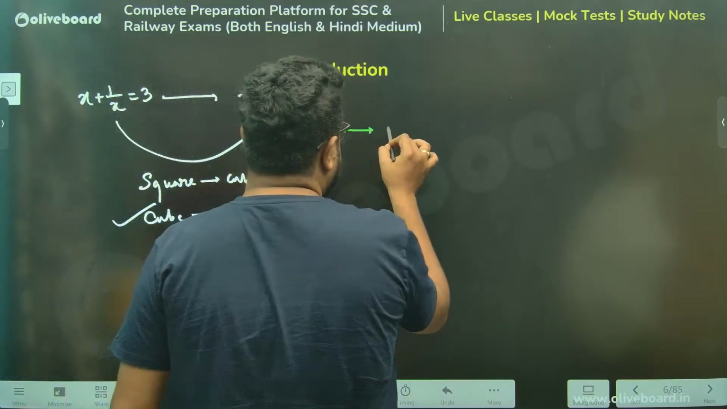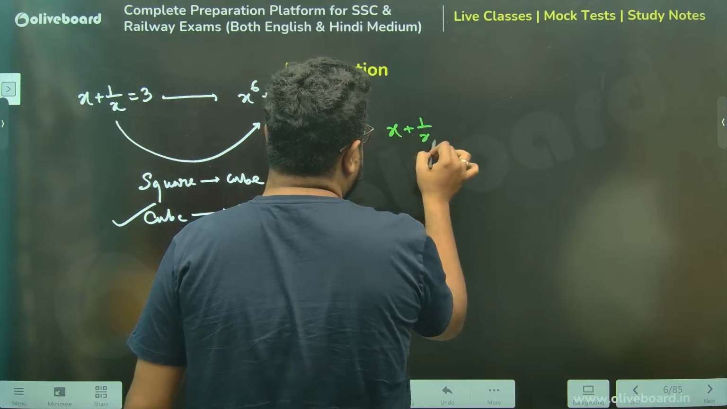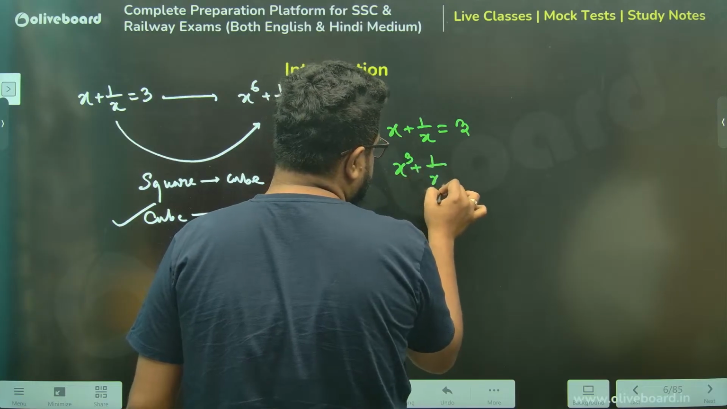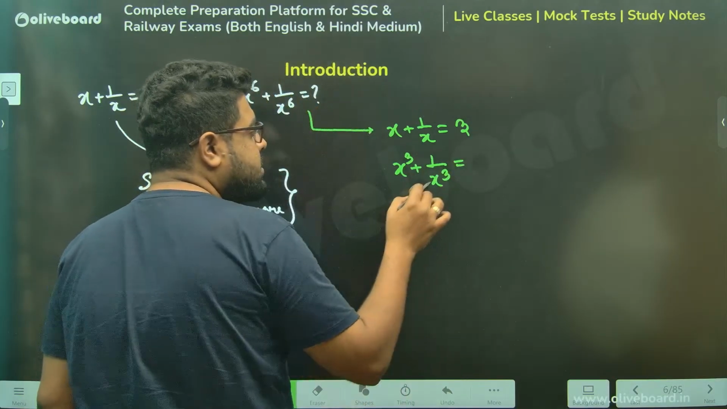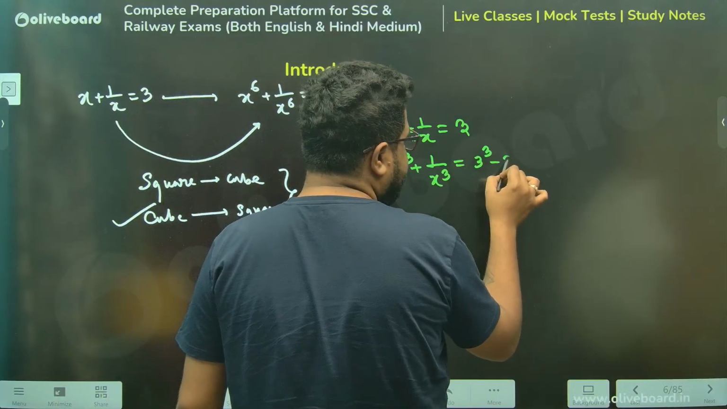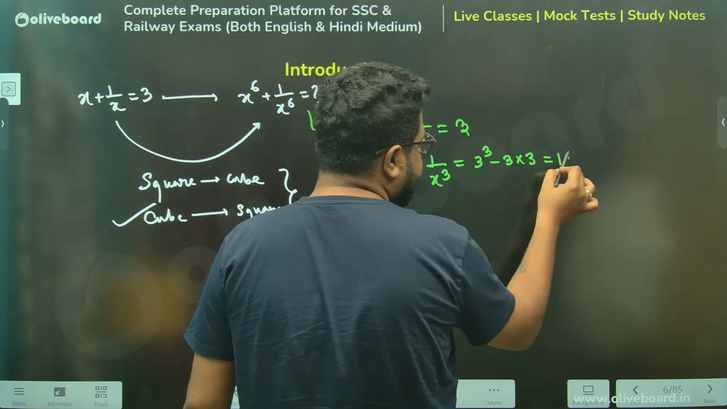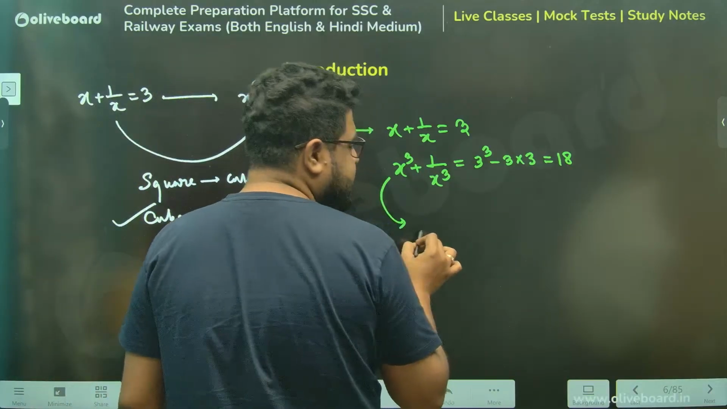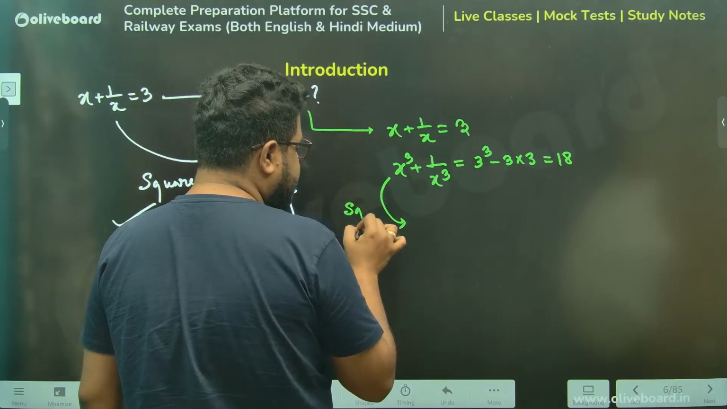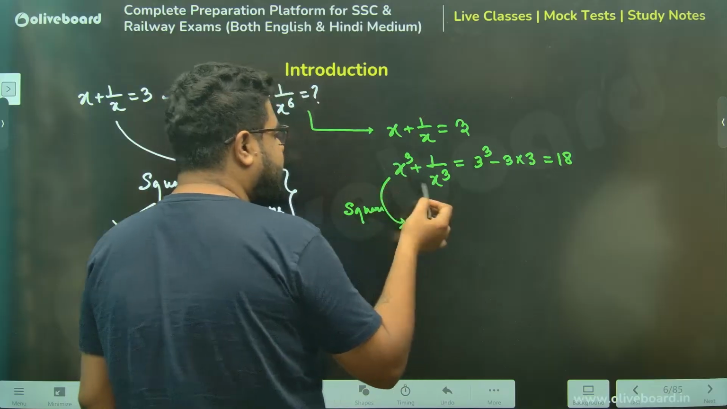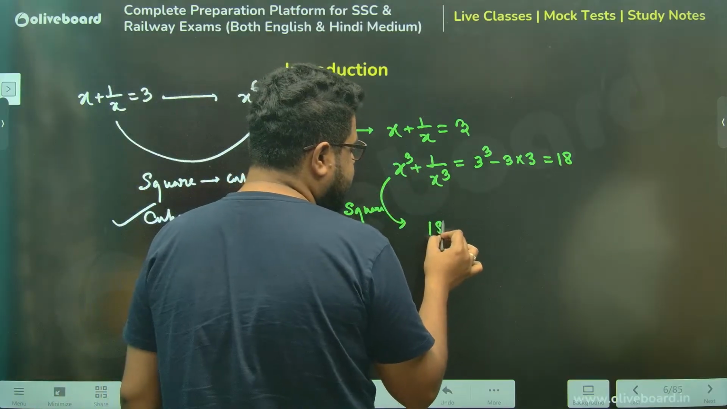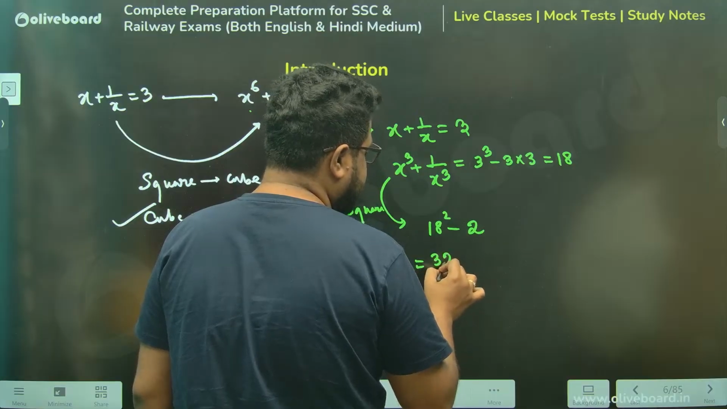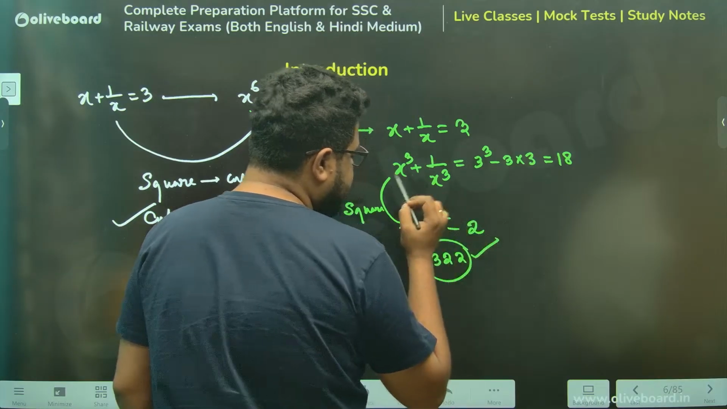So, first things first, x plus 1 by x is given to you as 3. So first you figure out this. So this will be 3 cube minus 3 into 3, which will be 18, sir. Now, I need to the power 6, meaning I need square of this. If I do the square formula, this will be 18 square minus 2, sir. Again, sir, 322 is the correct answer.